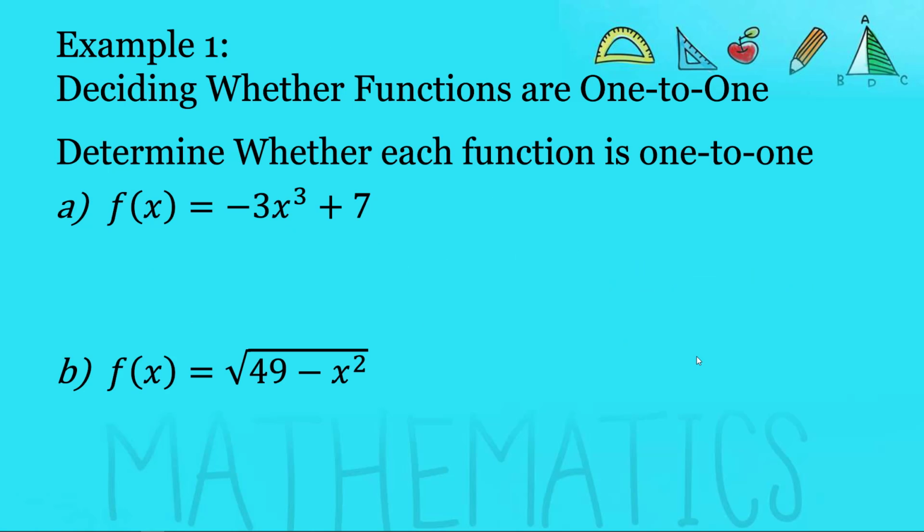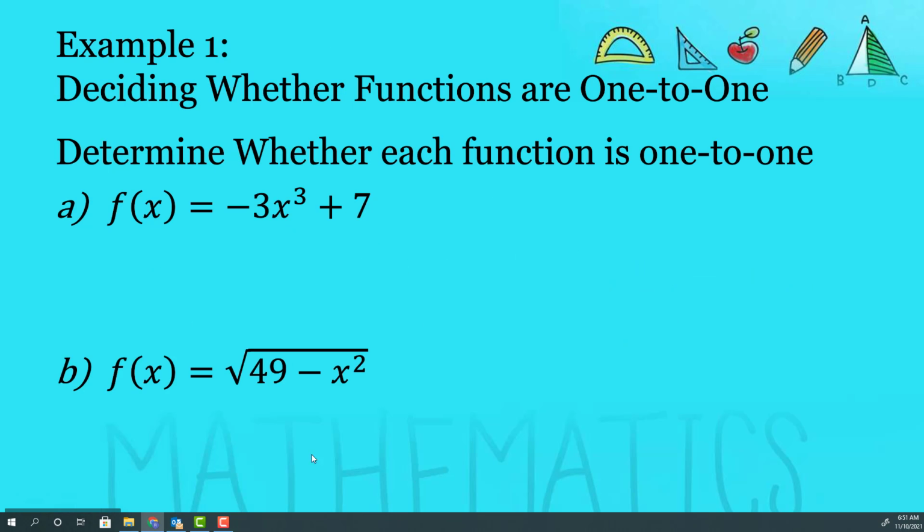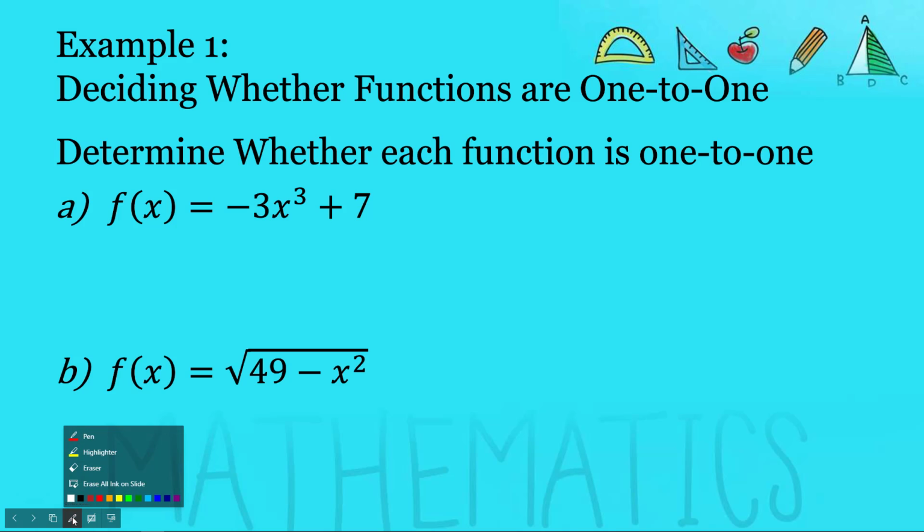And that brings us to these 2 examples. We want to determine whether or not these 2 functions are one-to-one. Well, I suspect that this one is one-to-one, so I'm going to see if I can prove that. Okay, so I'm going to let f of a be equal to f of b. Well, what does that mean?